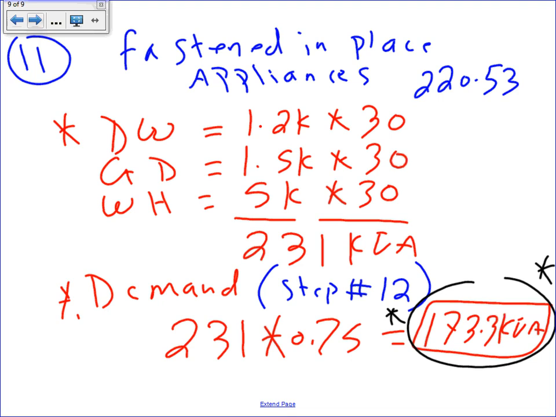One last step, the pump, and then we add them up and we size the service. I wrote here step number 12, the demand. I have the demand as a separate step, guys. If you are designing your own, honestly, I would not put it as a separate step. I put it as part of the fasten in place because it's functionally associated with it.